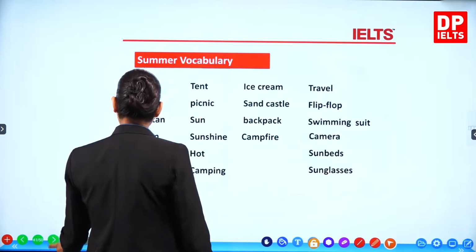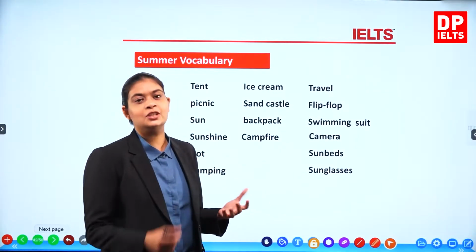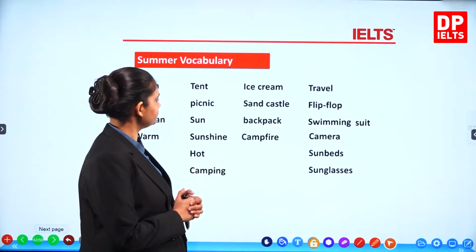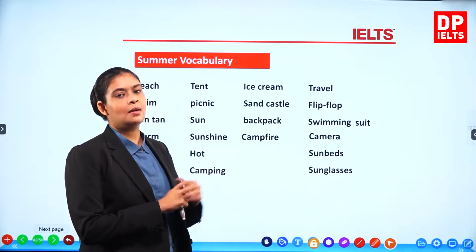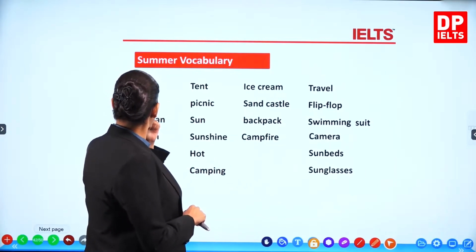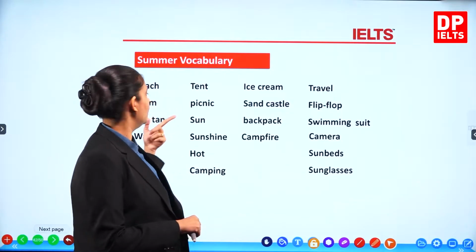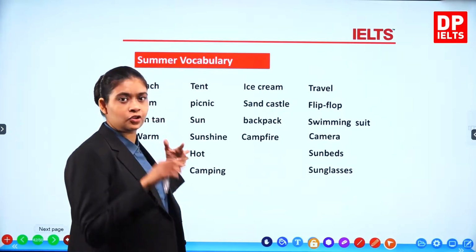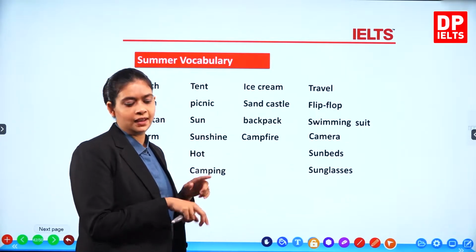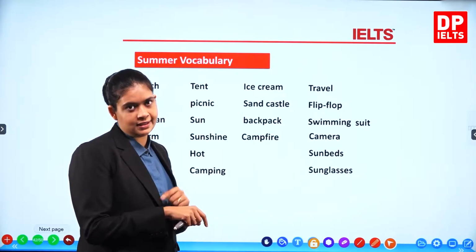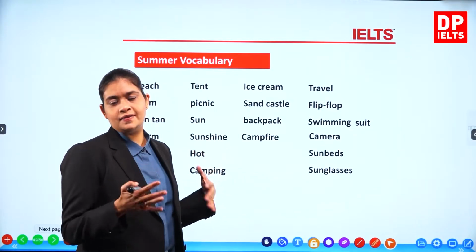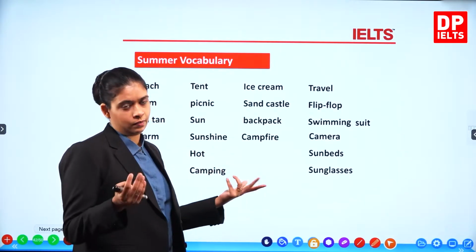Right. All right. Moving on, we're going to have a look at the words that you could use when you want to talk about the season summer. Right? So here we have the beach and swim is actually a verb. You can go swimming. Suntan is when you actually go sunbathing and you become like a tan color. Brown color is tan. Then you have warm, which is when you have some sunlight and the weather is warm.